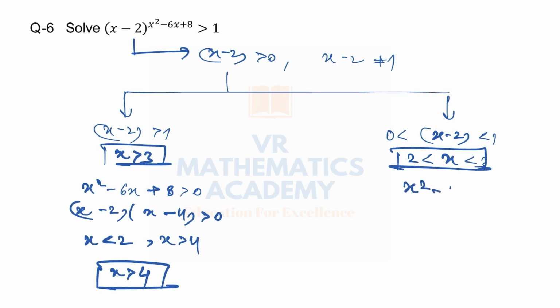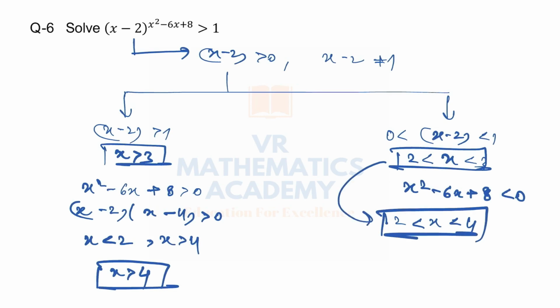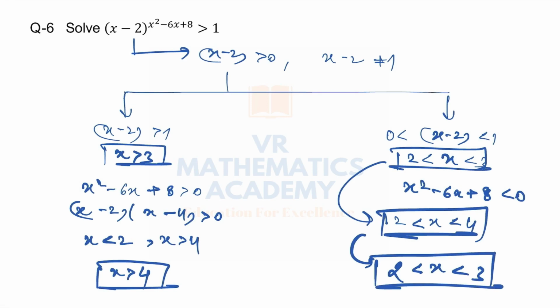In the second case, x square minus 6x plus 8 less than 0. The meaning is that x is less than 4 and greater than 2. But by the given condition, x is between 2 and 3, and the solution x is between 2 and 4. So by both the conditions we find that x will be greater than 2 and less than 3. So now the common solution is x between 2 and 3, union 4 to infinity, which is the complete solution of question number 6.